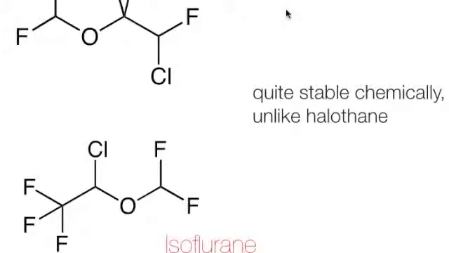There are also isomers or other analogs of halothane, or chloroform. We have enflurane and isoflurane. They are quite stable chemically. If you remember, the carbon-fluorine bond is one of the most stable bonds. So it is quite stable chemically, and it has been used as an inhalation anesthetic.